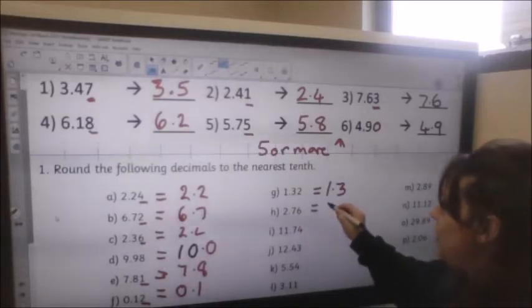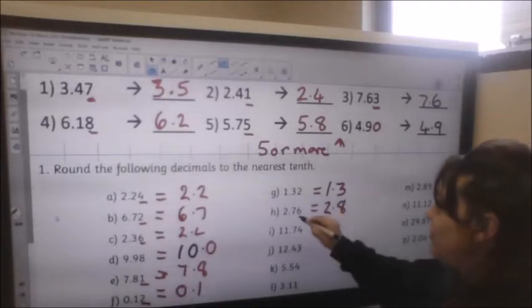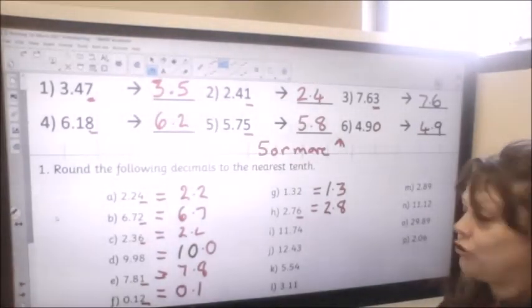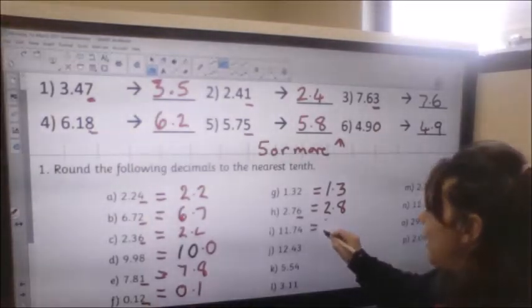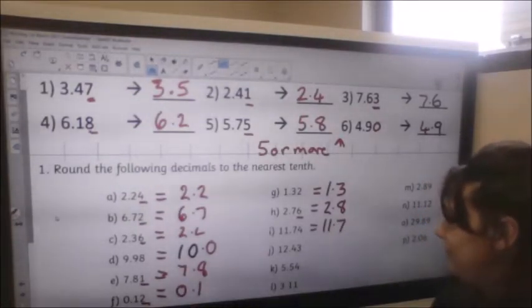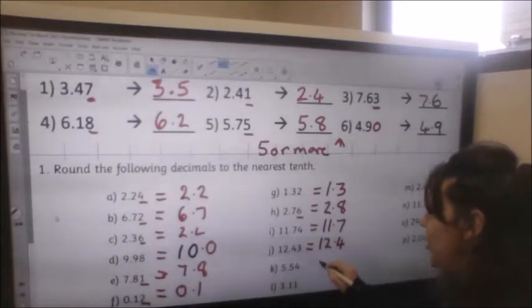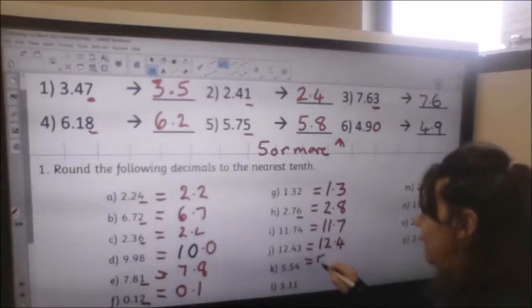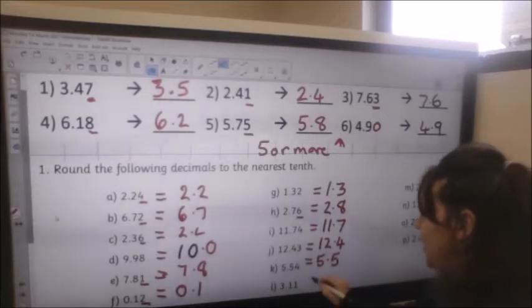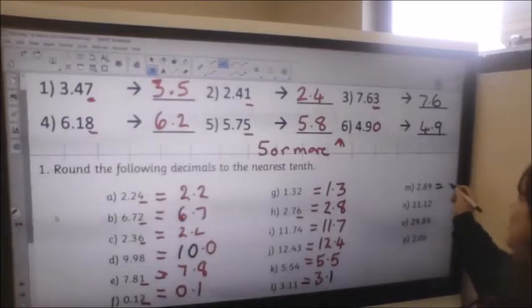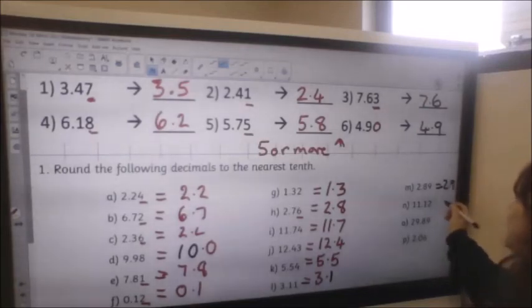2.76 will become 2.8, because that 6 is larger than 5 in our hundredths column. Then we've got 11.7. We've got 12.4. You should have got 5.5. You should have 3.1. And then over here, we've again got to increase by 1, so 2.9.